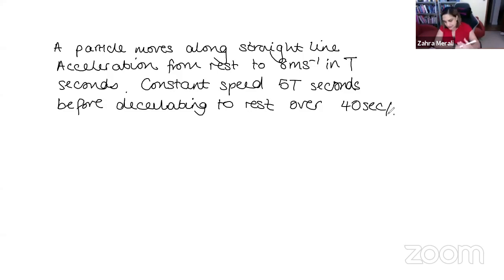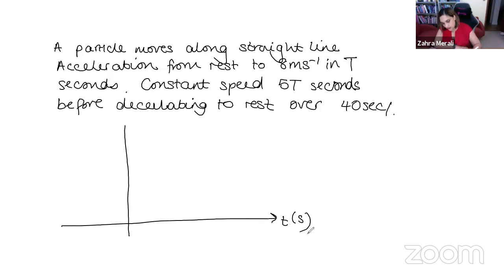So let's say we want to draw a velocity time graph. We've got our axes, time always on my x-axis, velocity on my y-axis, meters per second. So we're starting from rest. We see the word rest, and that means we're starting at 0. So we're going from 0 meters per second to 8, and that takes us t seconds.